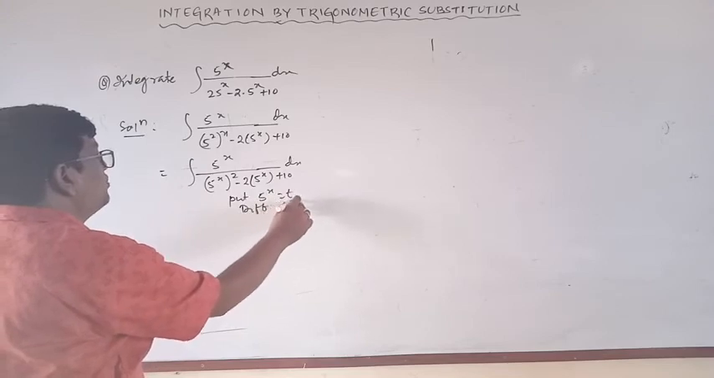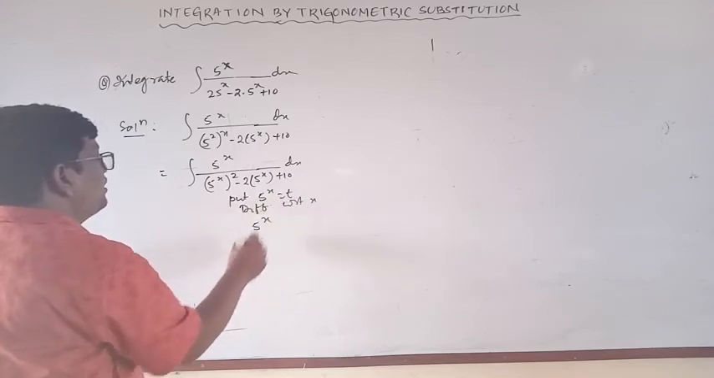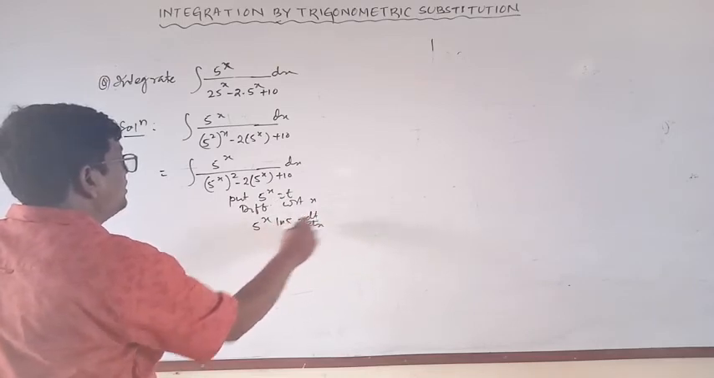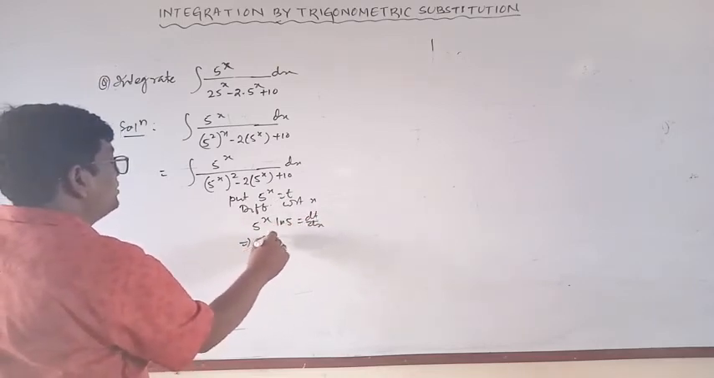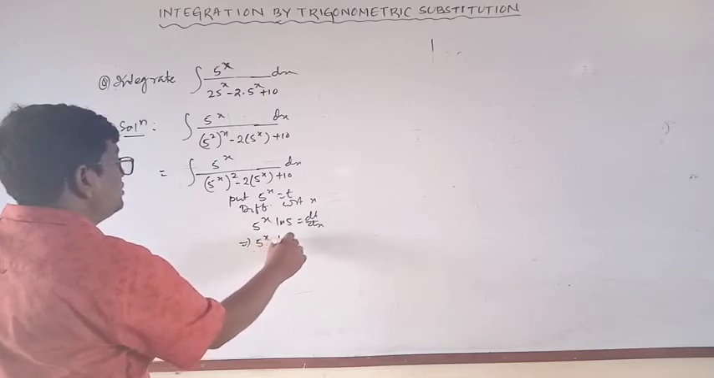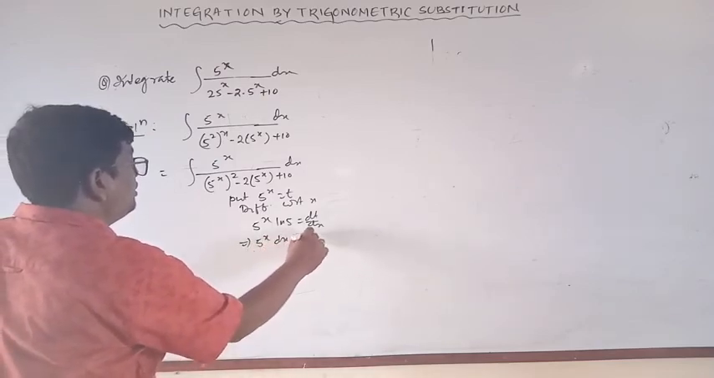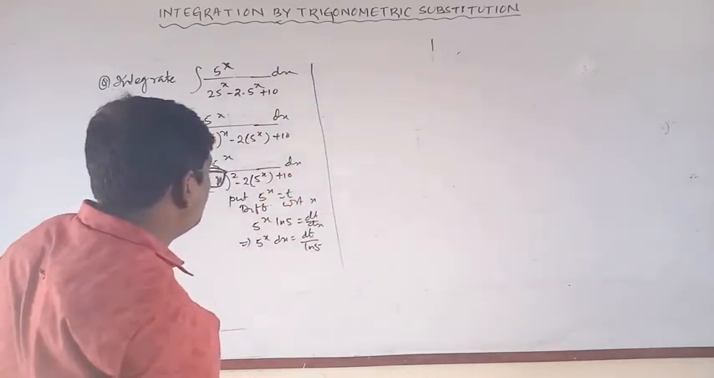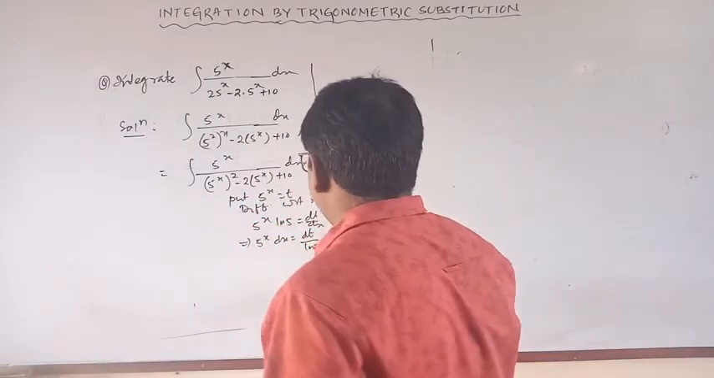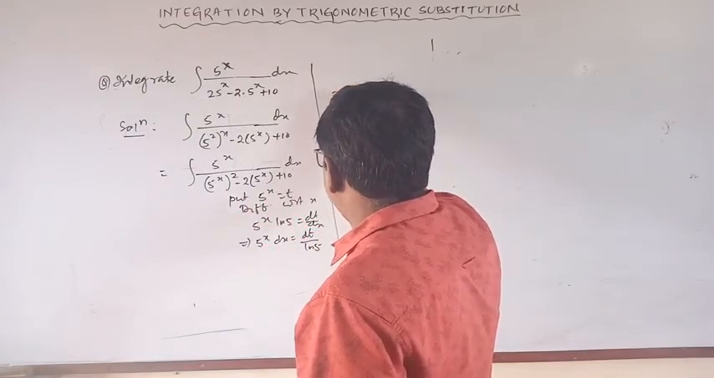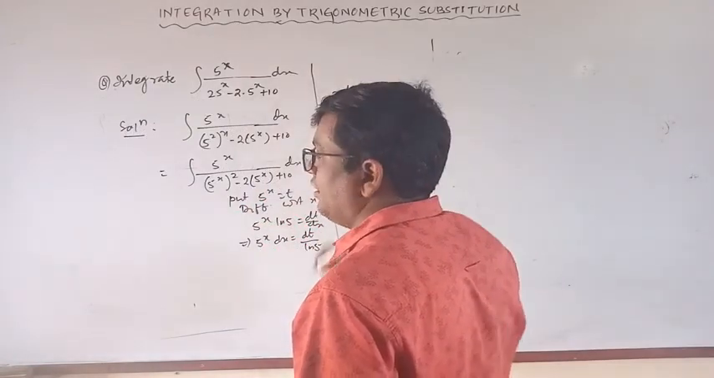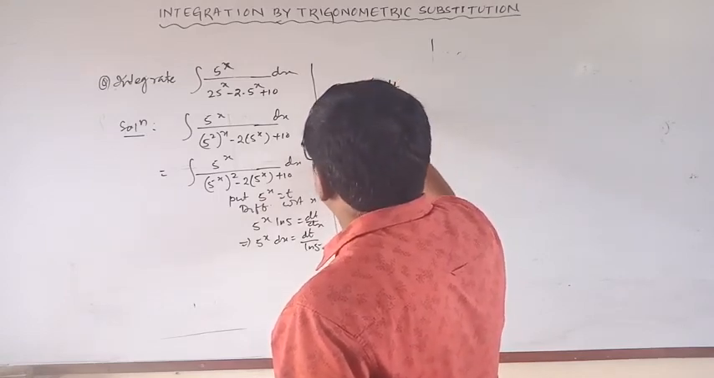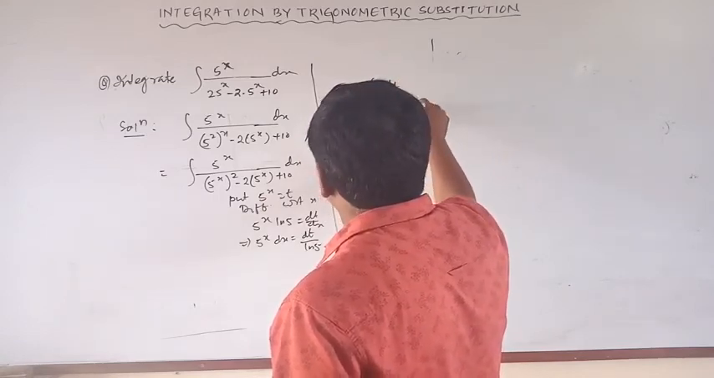Differentiate with respect to x: 5 to the x log 5 is equal to dt by dx. So 5 to the x dx is equal to dt by log 5. So this is equal to 1 by log 5, and this is dt by t squared minus 2t plus 10.